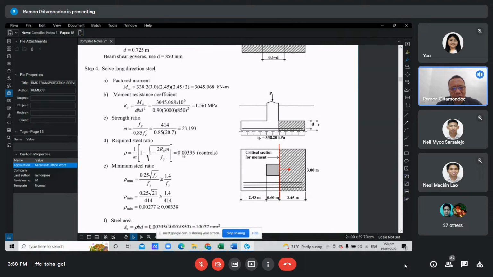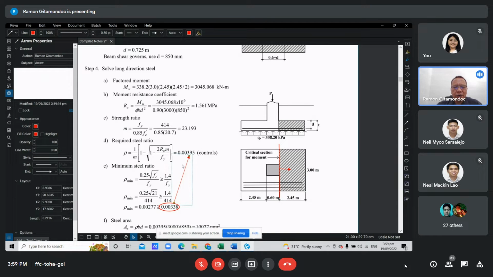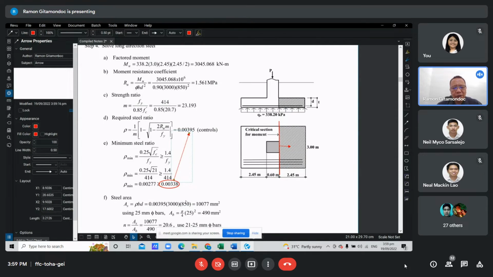Then check this against the minimum steel reinforcement ratio required by the code, which is computed using these two formulas: 0.25 square root f'c over fy, but not less than 1.4 over fy. Between the two, 0.00338 is bigger, so we compare it here. This is bigger than the required rho, and therefore use this value. We multiply this value by bd, and we get the steel area.